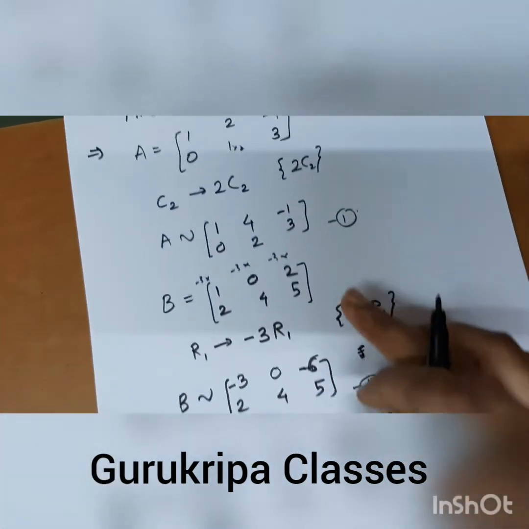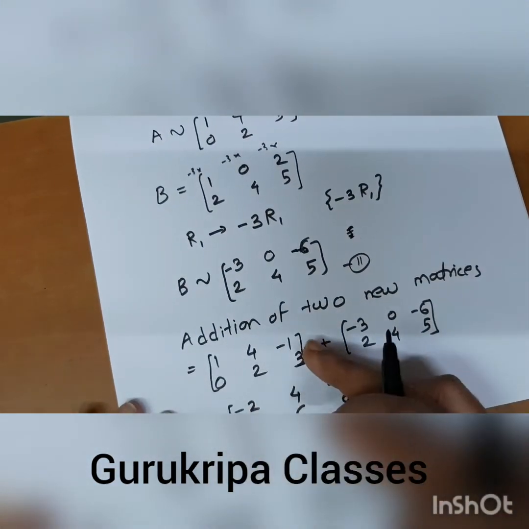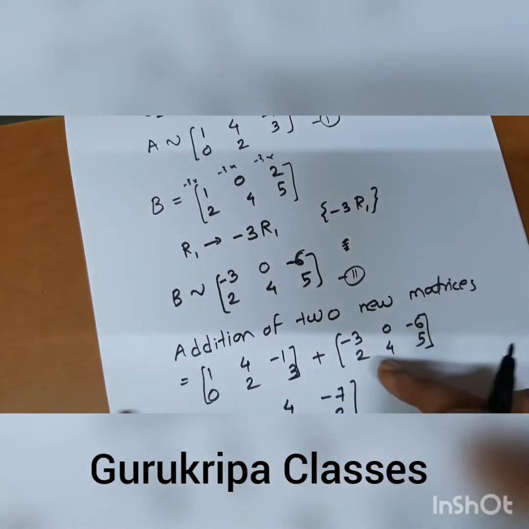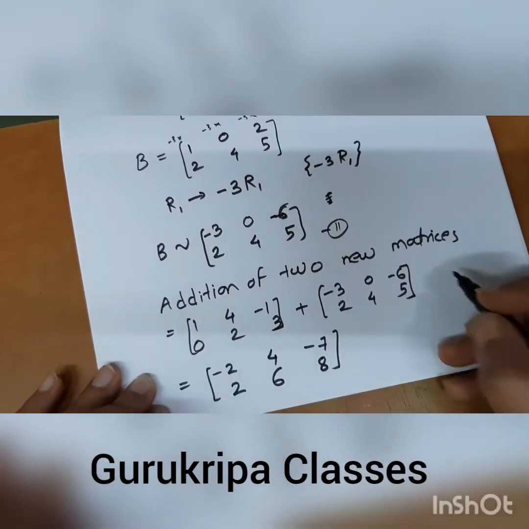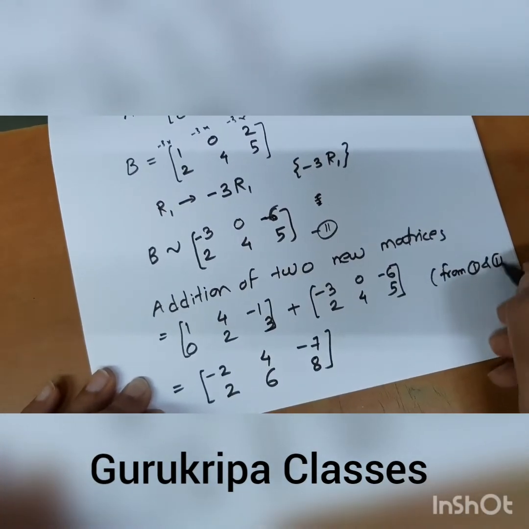We have transformed the matrices and we have to find its addition. 1 4 minus 1 with 0 2 3 and then minus 3 0 minus 6 2 4 5. If you add them together, your answer is this. We'll write here from 1 and 2.